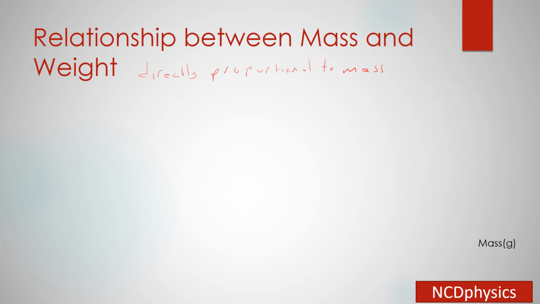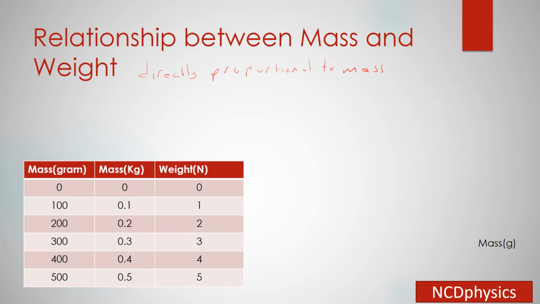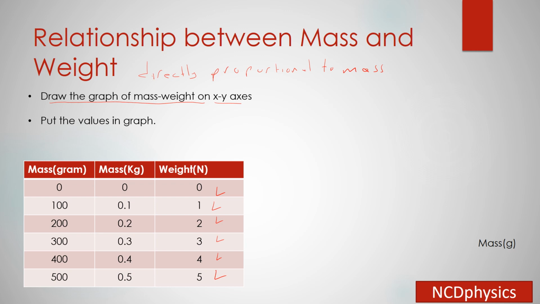Okay, directly proportional. When you increase the mass of the object, the weight of the object also increases. This is the result which we have found: 0, 1, 2, 3, 4, 5. So let's show it by a graph. Draw the graph of mass and weight on the x and y axes, and put the values in the graph.